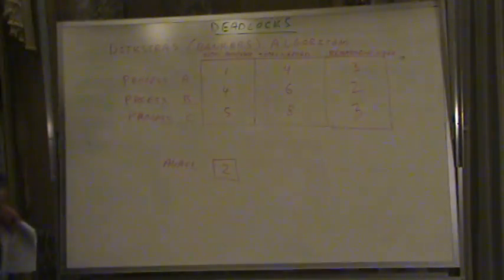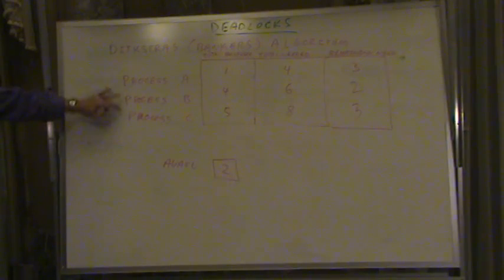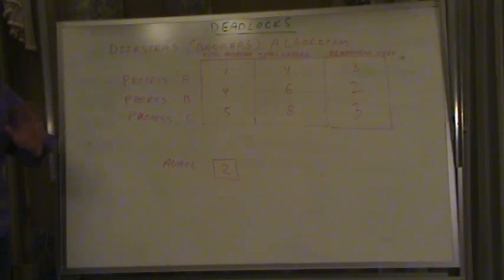We have 2 more to give out. And it looks like process B will never ask for more than 2 more. So at this point we can say, as far as process A and C are concerned, if they ask for any more resources, from this point on we're going to temporarily deny them. The only resources we'll be granting will be going to process B.